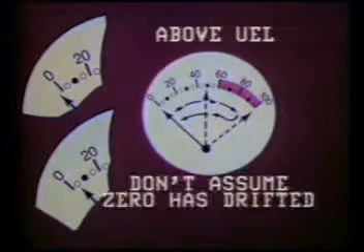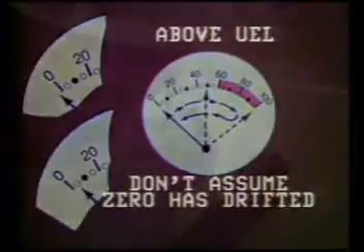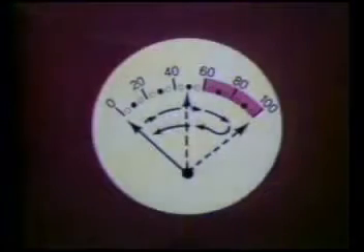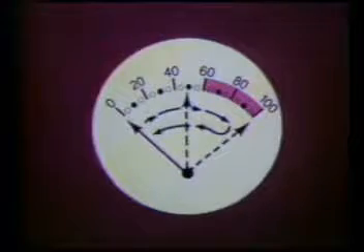If this happens, don't assume the instrument zero has drifted. Again, flush the instrument with clean air, re-zero, and retest. If the sample is in the rich range, the fresh air will cause the meter to go upscale and then back down to 0 as the combustibles displace the fresh air in the detector chamber.